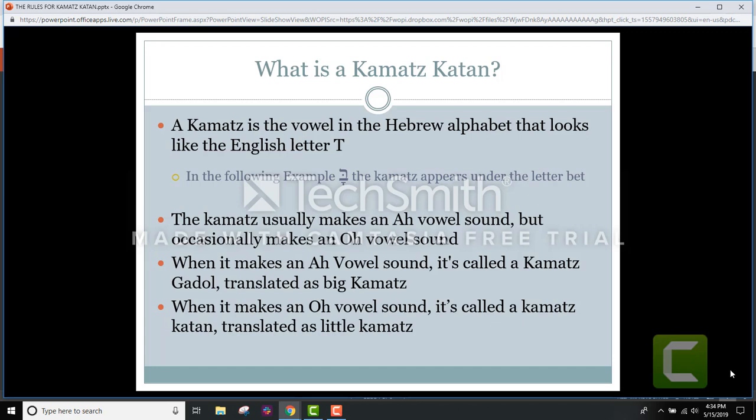When it makes an A vowel sound, it's called a Kamatz Gadol, translated as big kamatz. When it makes an O vowel sound, it's called a Kamatz Katan, which is translated as the little kamatz.